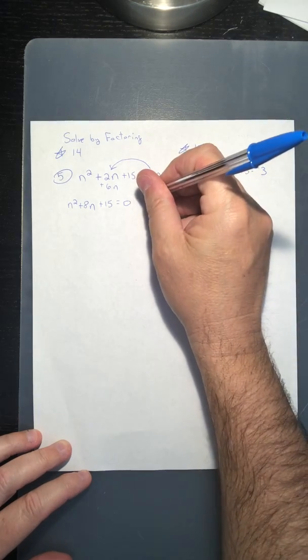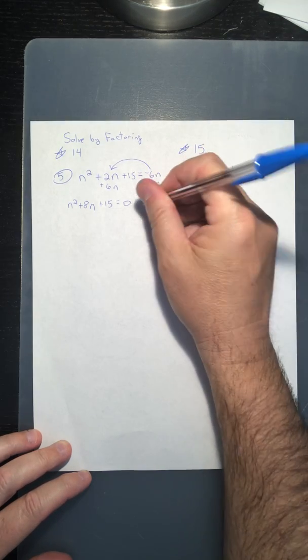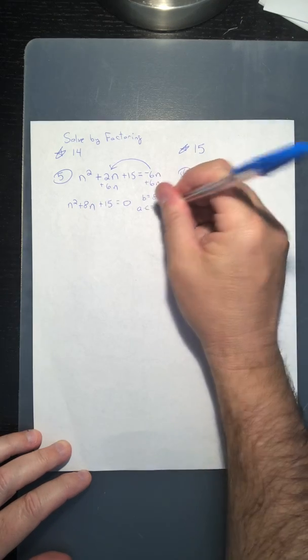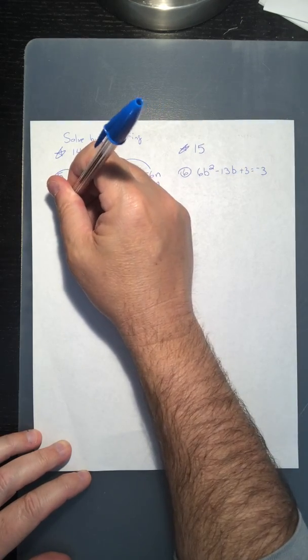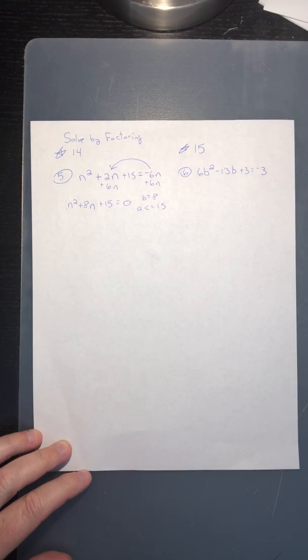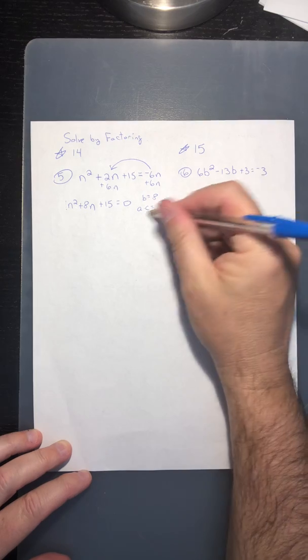So we want to make sure we know what our b is, which is positive 8. When we multiply a times c, we get 15. We like this one because it doesn't have a GCF and it has a 1 there in front, so it saves us some work. We don't have to do bottoms up. So now we've got a times c equals 15.